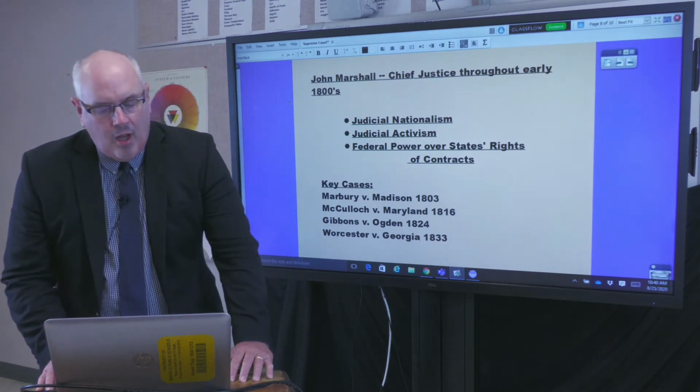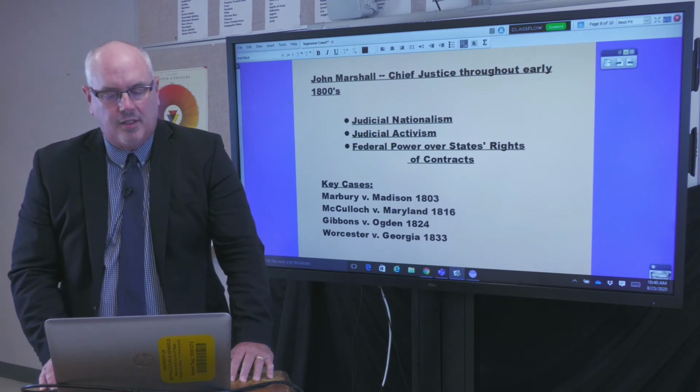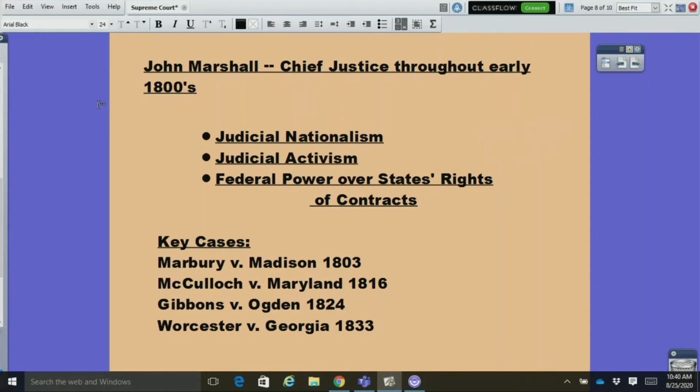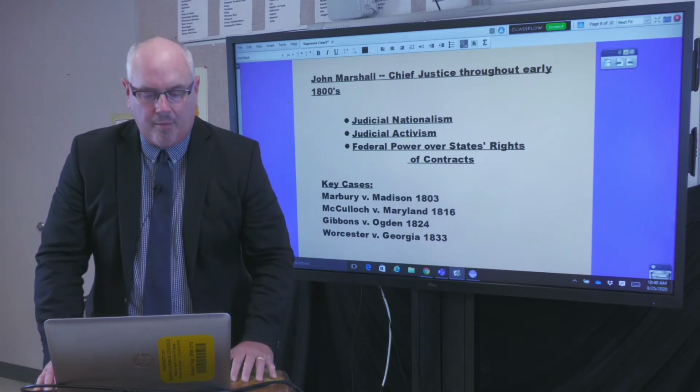So I've listed here four of the major cases that Justice Marshall's court was responsible for. And John Marshall is going to serve through the first half of the 1800s. Sometimes he's called the Super Bowl quarterback of the Supreme Court. He's seen as a major figure who really props up the power of the Supreme Court.